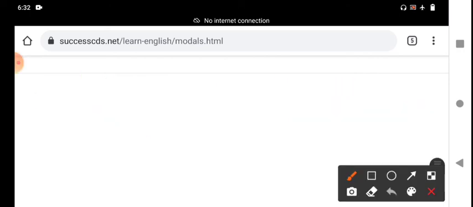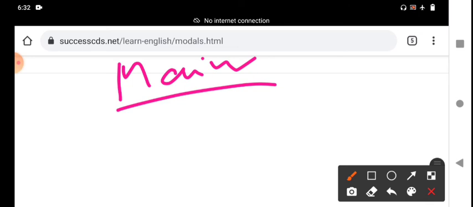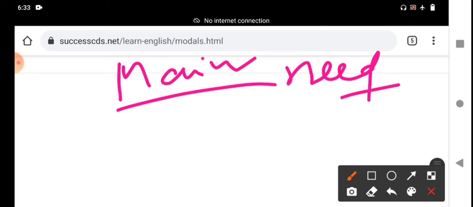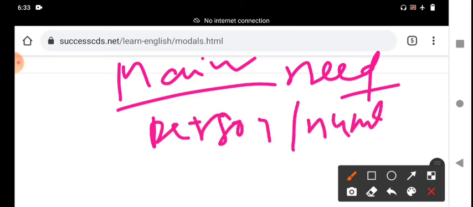Need, why? Because it is called a semi-modal. It functions as a main verb or modal verb. Now we are discussing it as a main verb. As a main verb, it changes with person. The main verb changes based on person, number and tense. The main verb follows these three rules.